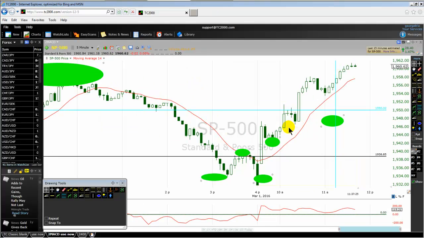Okay, traders, what's happening here? We are very close to the level of 1962, which is the long-term equilibrium price level. I will close my first trade with 10 pips. That's not bad.